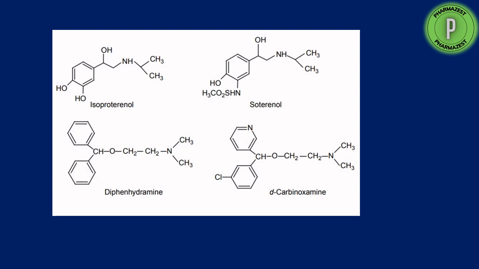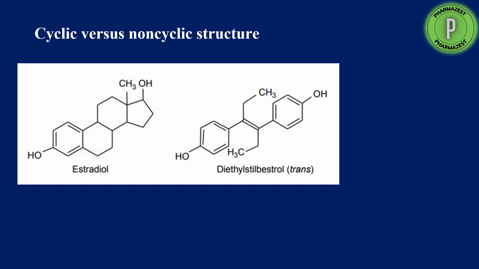And in diphenhydramine also, from diphenhydramine you are getting D-carbenoxamine. Here a chlorine is added and a nitrogen is added in this benzene ring. So diphenhydramine is converted into D-carbenoxamine. Because it is not satisfying the properties of classical isosteres, but the activity remains the same. And then we have cyclic versus non-cyclic structure.